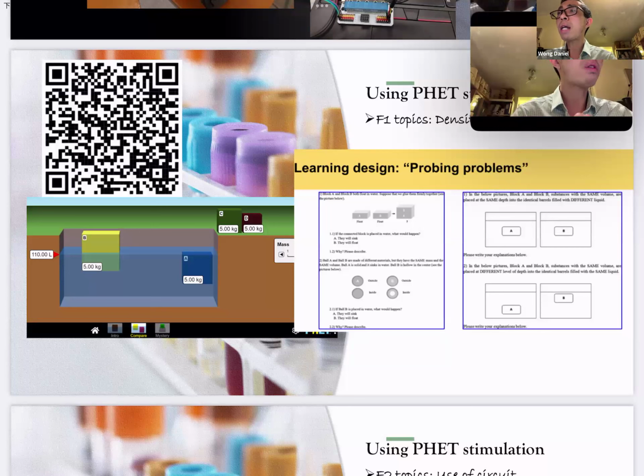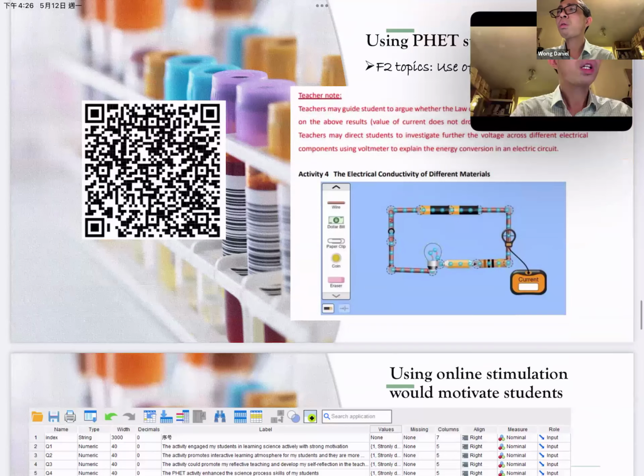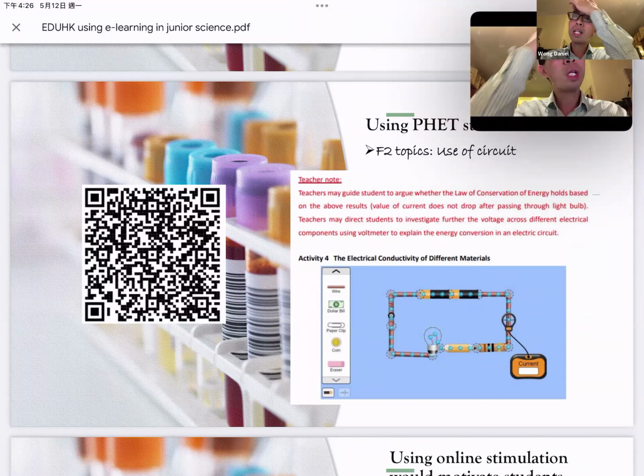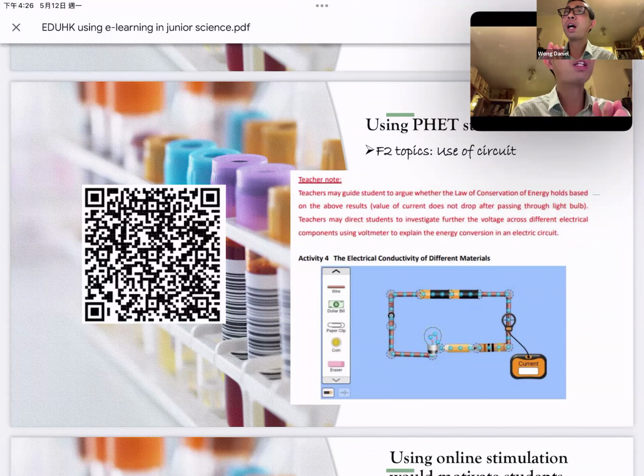So this one is a density simulation. We have the traditional density column experiment, but we also use this simulation to test various circumstances. For Form 2, Chapter 8, circuit operation. For example, overloading is very dangerous in a physics lab. We do not allow students to perform short circuit or overloading in the traditional lab. However, with the simulation, we can set some examples of short circuit and overloading, so they know how dangerous it is. So we set a proper worksheet for them to work on.